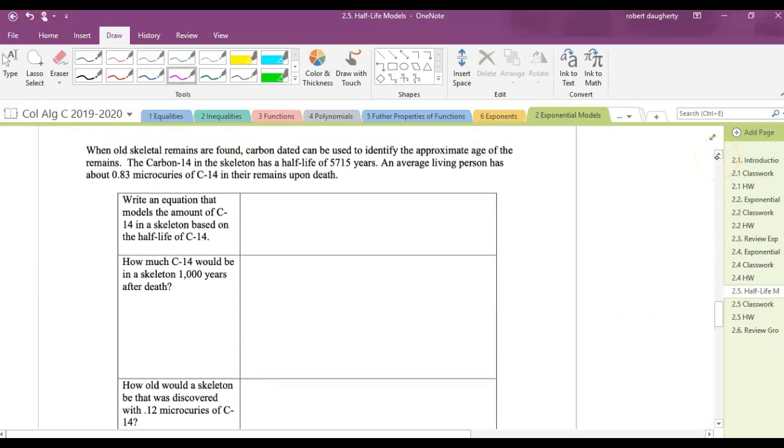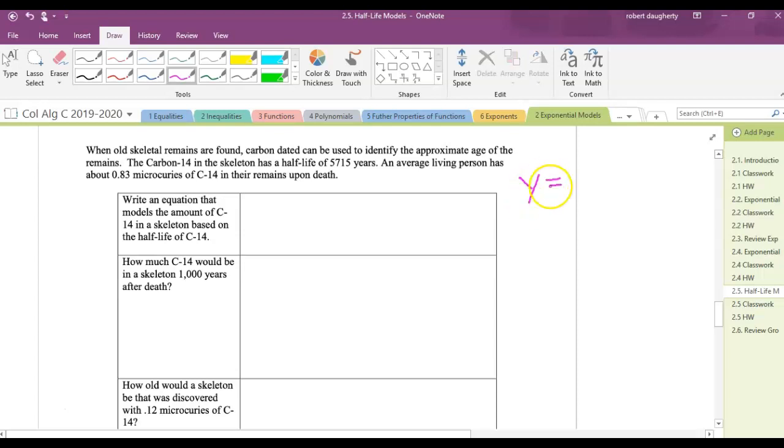So when old skeletal remains are found, there's carbon in any living thing. So carbon dating can be used to identify the approximate age of a remain, because carbon decays after a living thing has died, okay? The carbon-14 in the skeleton has a half-life of 5,715 years. An average living person has about 0.803 microcuries of C14 in their remains upon their death. Write an equation that models the amount of C14 based on the half-life of C14, okay?